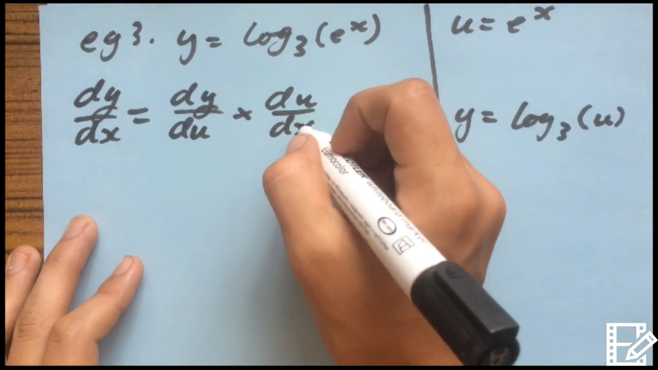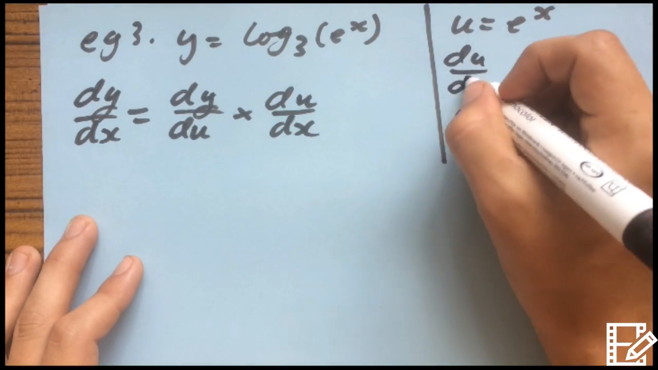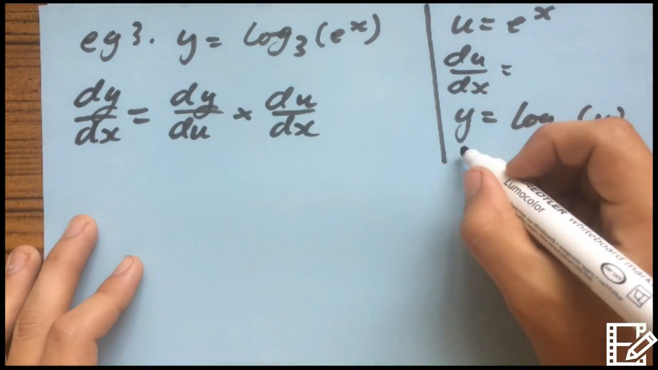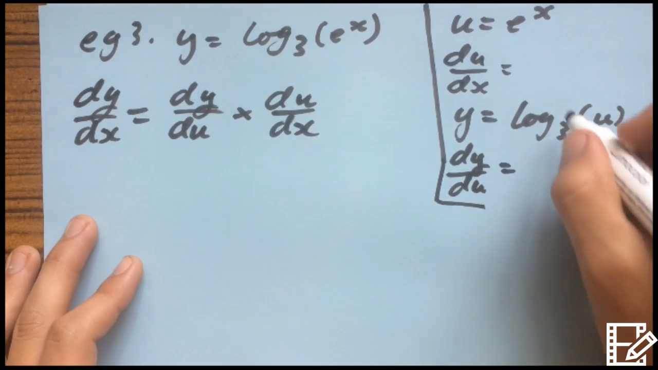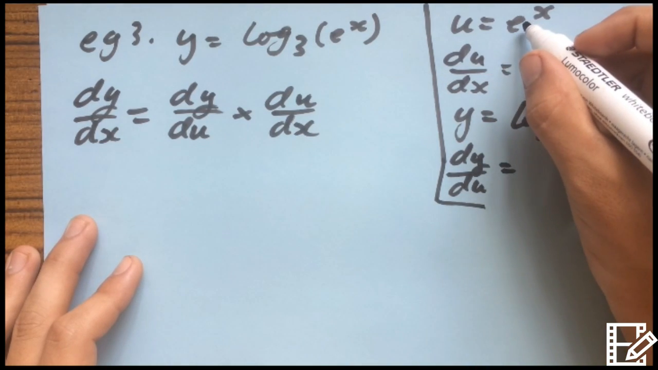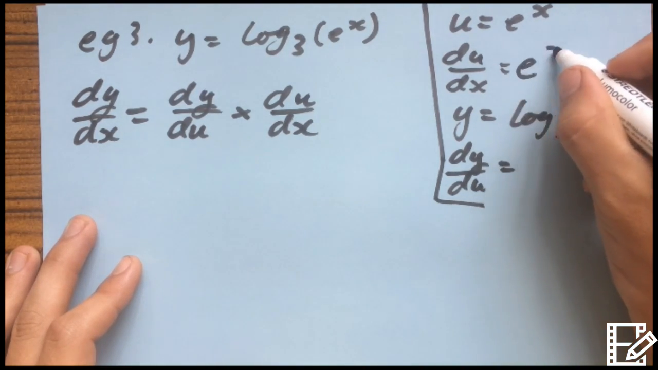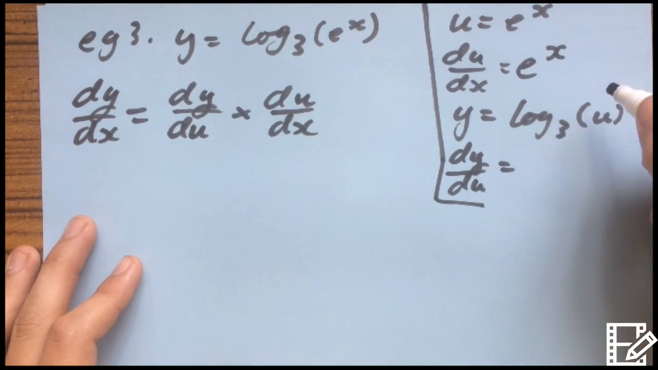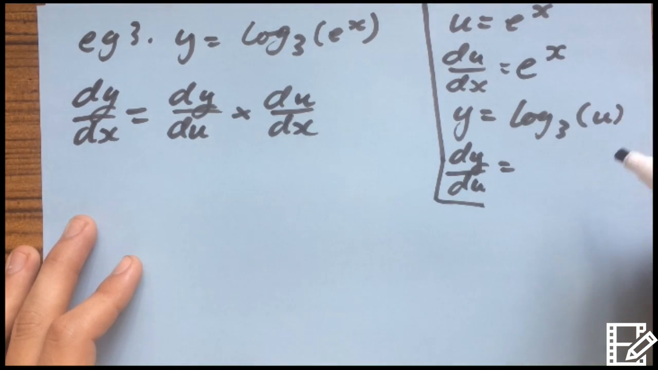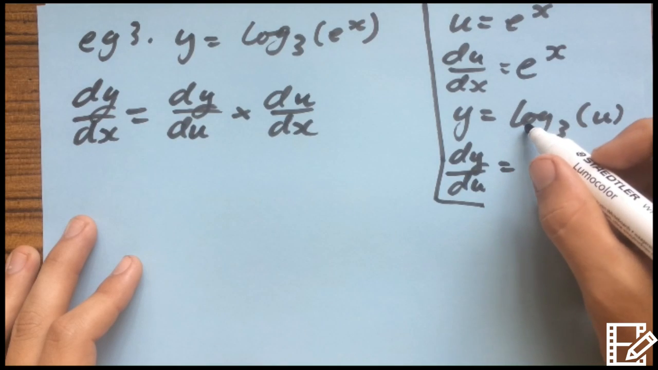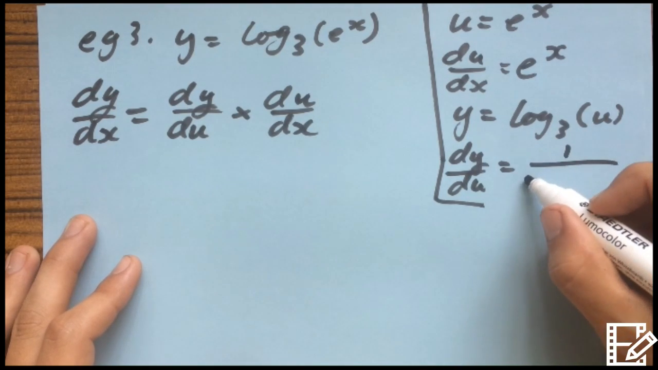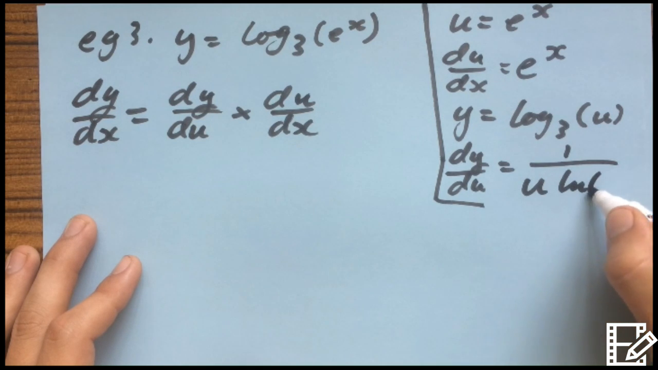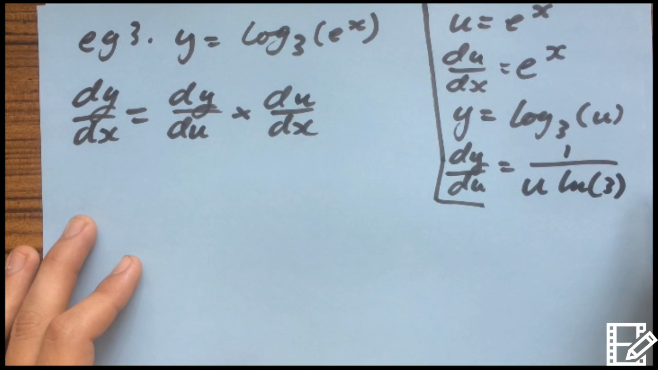We need to find the derivative of u with respect to x, and we need to find the derivative of y with respect to u. The derivative of u, e to the x, just becomes e to the x. I have a video on this if you don't understand, but that's just it, basics. And the derivative of log to the base of 3 of u is 1 over u ln 3. Just like before, same rule.